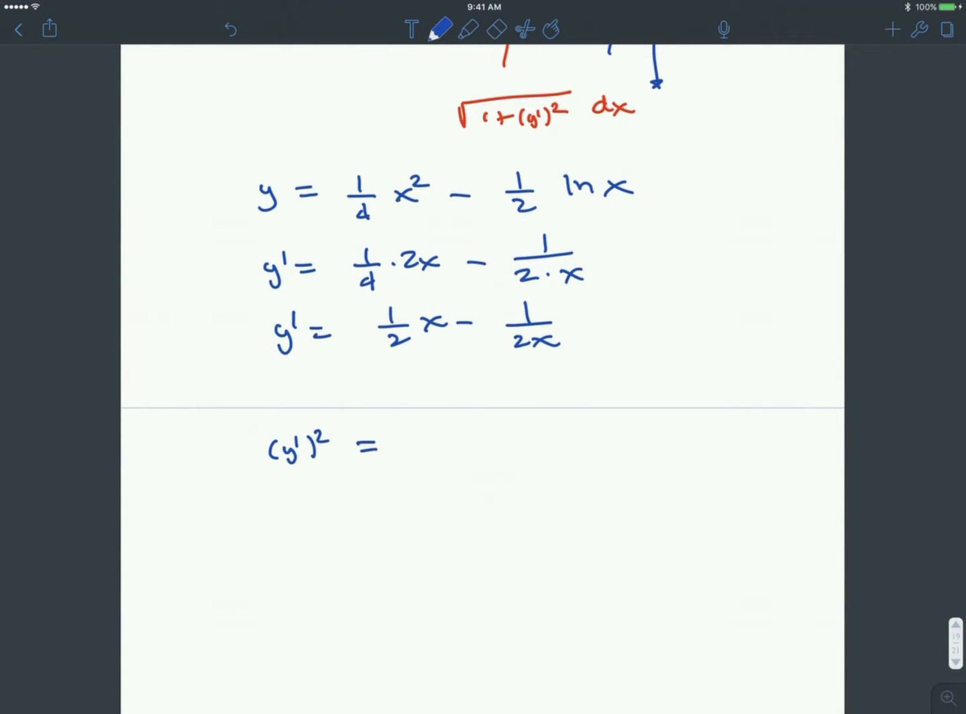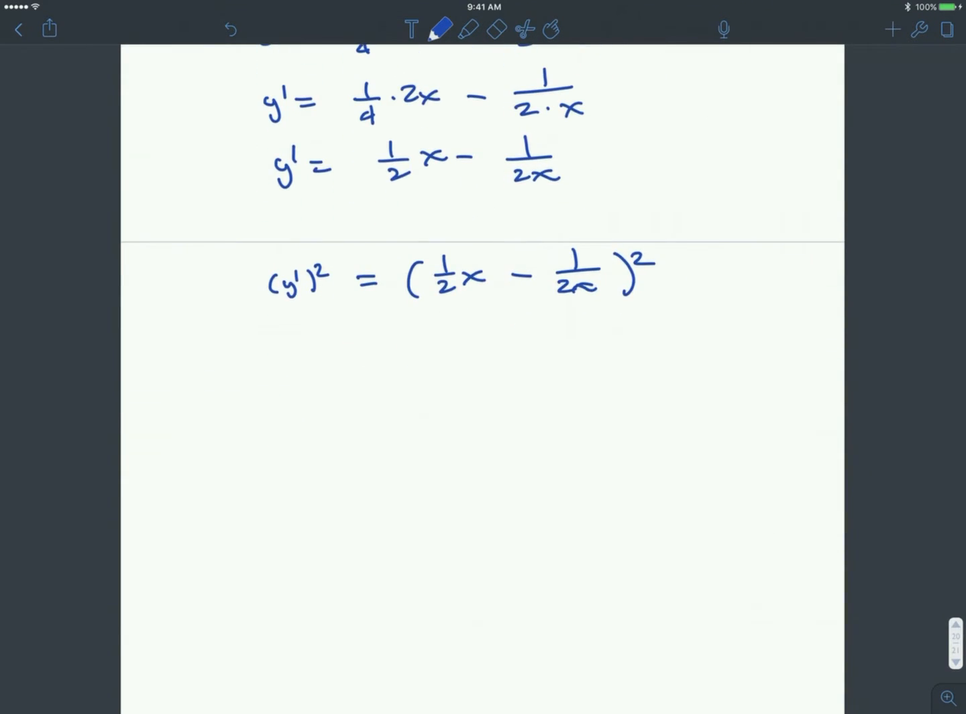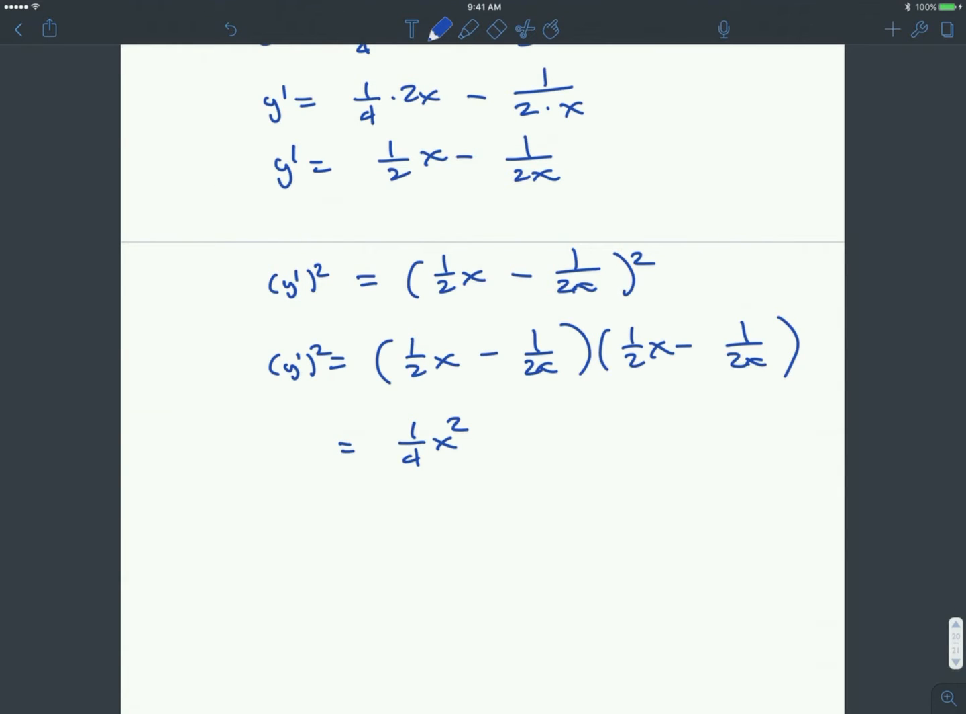If we square this, we get (1/2 x minus 1 over 2x) squared. One half x minus 1 over 2x, times 1/2 x minus 1 over 2x. By FOIL, we get 1/4 x squared. First term, the outer term is going to be minus 1/4, the inner term is going to be minus 1/4, and the last term is going to be plus 1 over 4x squared, which is 1/4 x squared minus 1/2 plus 1 over 4x squared.